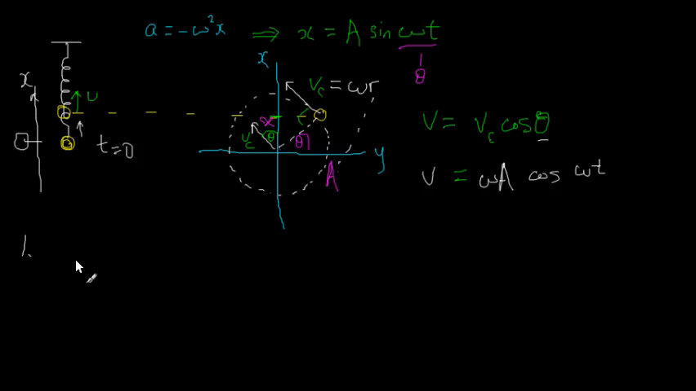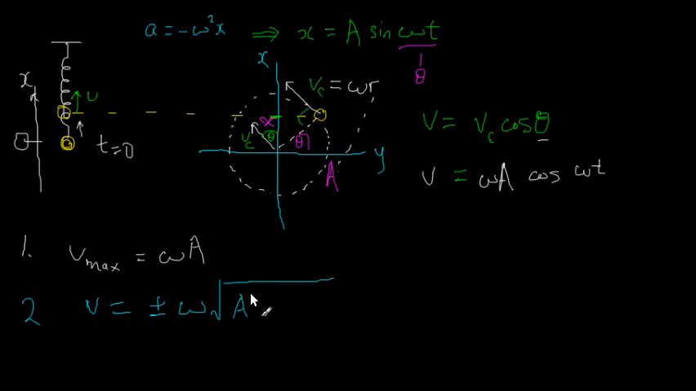I'm going to start by writing out the three formulae. Now the first one is that V maximum, the maximum velocity, is equal to omega times the amplitude. That's one. Now the next one, v is equal to plus or minus omega times the square root of a squared minus x squared. And the third one is a formula for the period.